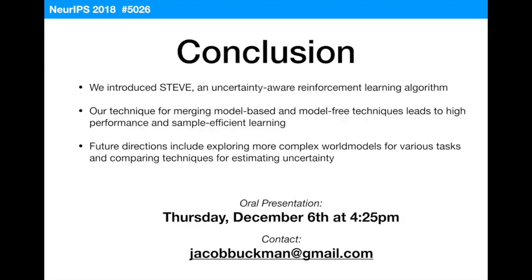In summary, we introduced STEVE, an uncertainty-aware reinforcement learning algorithm. Our technique for merging model-based and model-free approaches leads to high performance and sample-efficient learning. Future directions include exploring more complex world models for various tasks and comparing different techniques for estimating uncertainty.